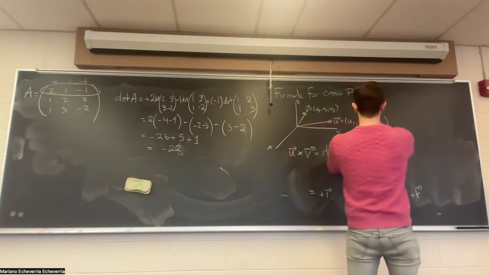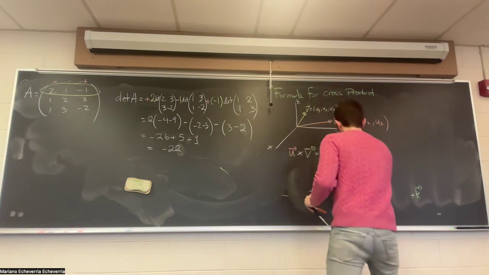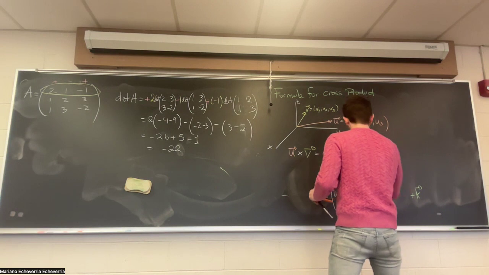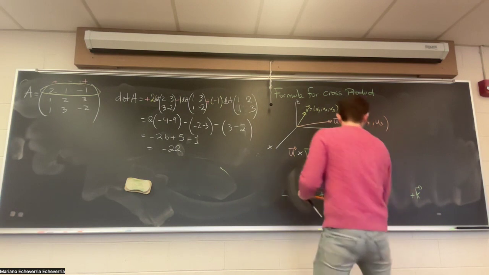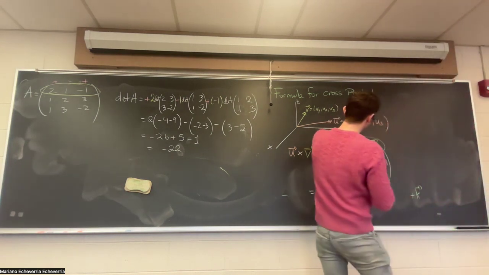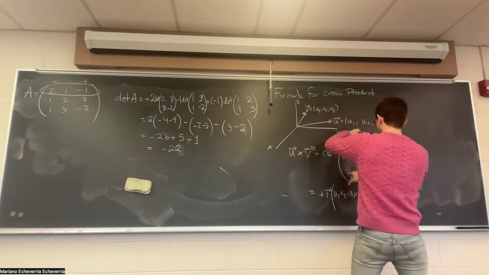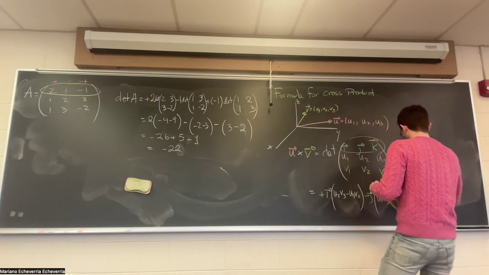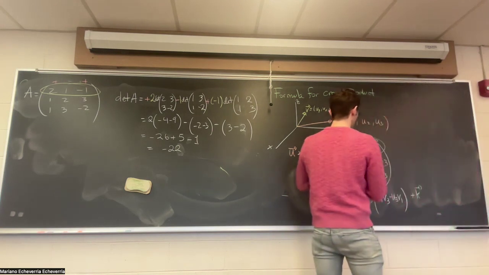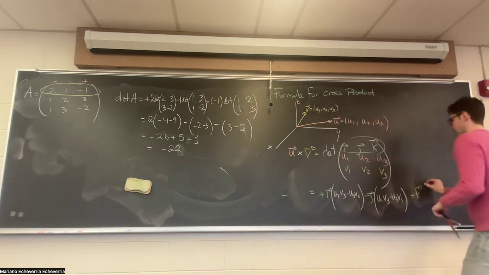When you delete the first entry, you get a 2 by 2 matrix, so the determinant gives you U2 V3 minus U3 V2. When you delete the j spot, you get U1 V3 minus U3 V1. And then when you do the last entry, you get U1 V2 minus U2 V1.